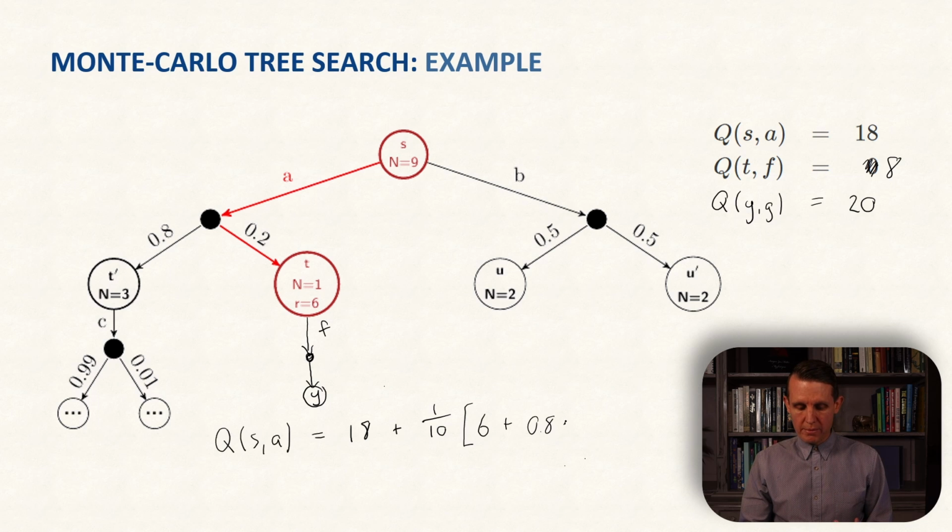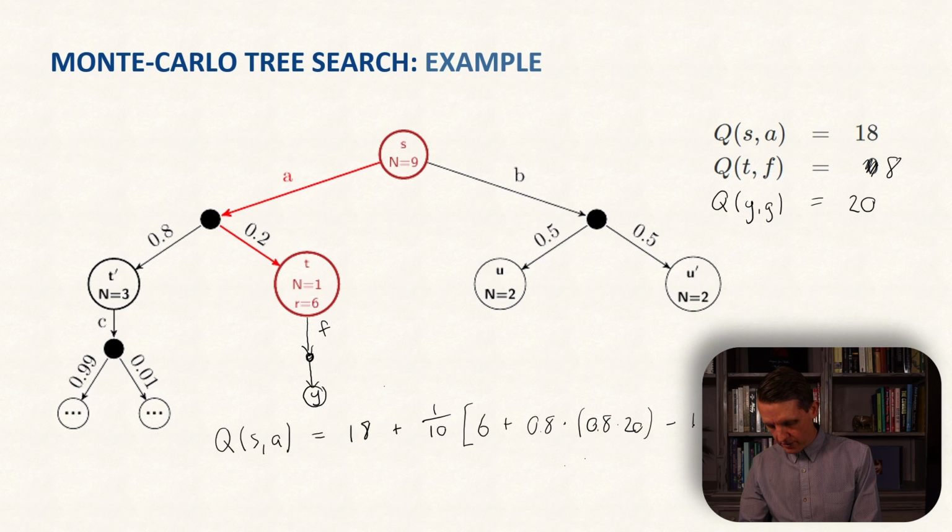Now our cumulative reward, remember, is going to be the reward we received from Y discounted again. So therefore it's going to be 0.8 times 20. So we're discounting the reward we received by 0.8, 0.8 and back up again.